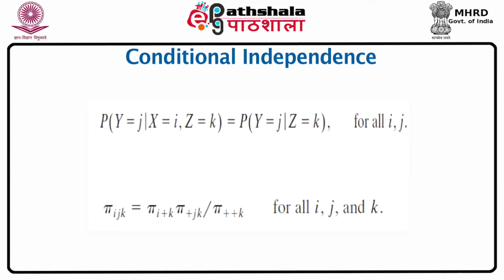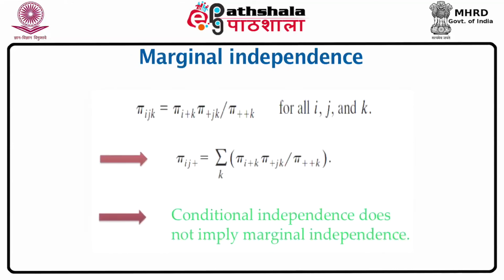So in terms of the pi, this is pi_ijk equal to pi_i+k into pi_+jk by pi_++k for all i, j, k, where the pluses indicate that I have summed over the corresponding variable. I can also introduce the concept of marginal independence, which says that pi_ijk is equal to pi_i++ into pi_+j+ for all i, j, k.